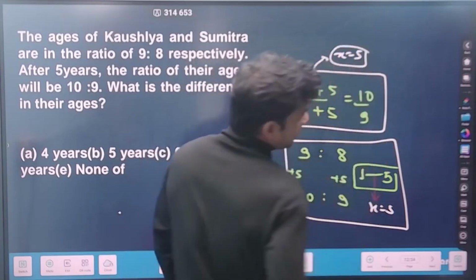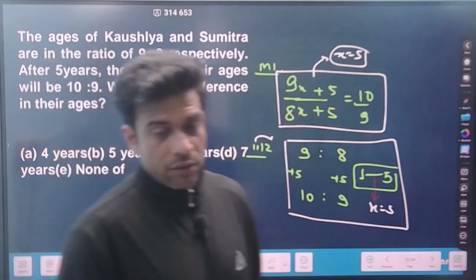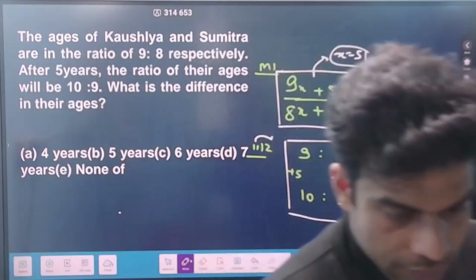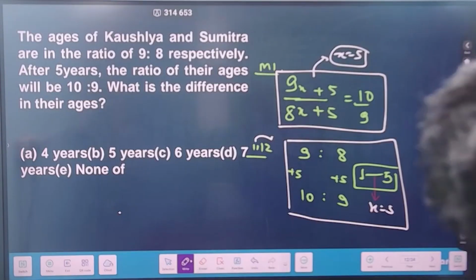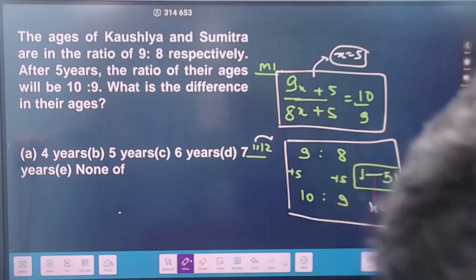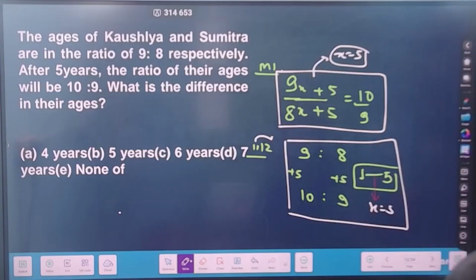So see, 2 methods are there. You want to apply any of them? That's up to you. And I would not discuss what the difference is. You can understand the difference on your own also. Okay. Come on, say guys, have you understood this?